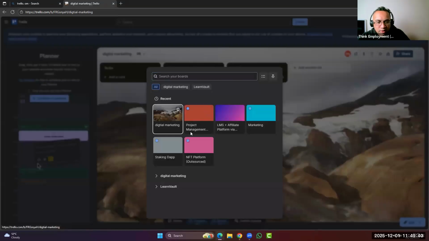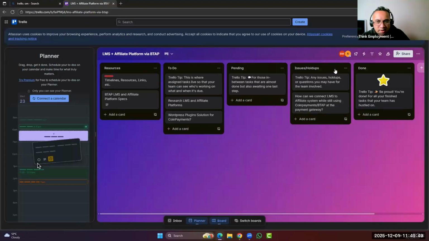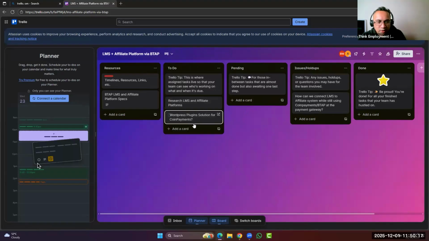So you've got the project management board. This is the one I created, but you've got templates as well. You've got different ones you can go into. This one is a template, so it has some content already in there to give you an idea. So you've got resources, you've got to do, pending. It's basically to organize your project. Every time you want to add a card, you click on add card and write in here. So you're adding to that resources section that you've created. Then you create another one, and you're basically adding towards each one.